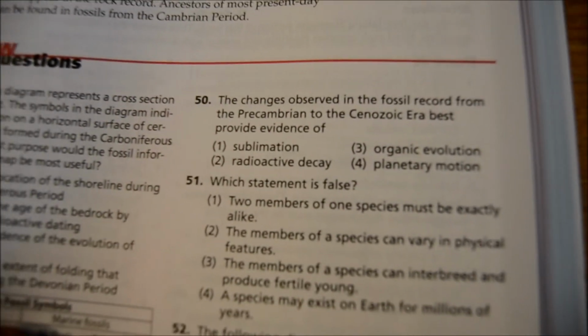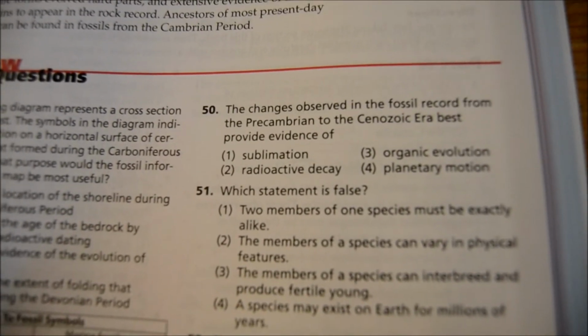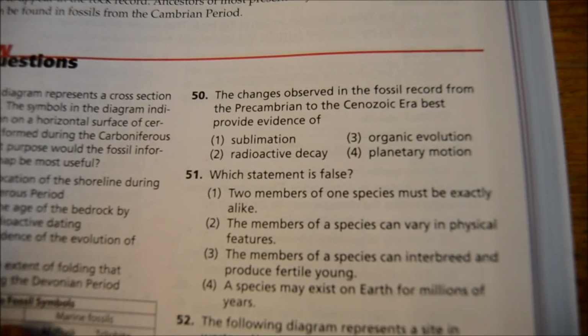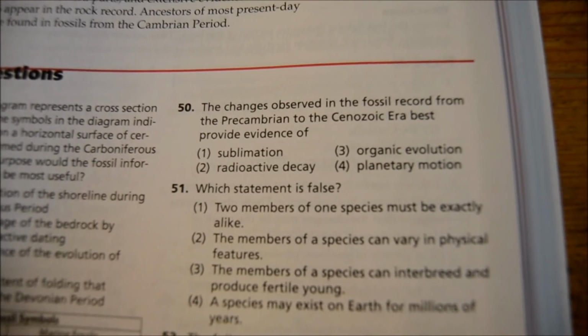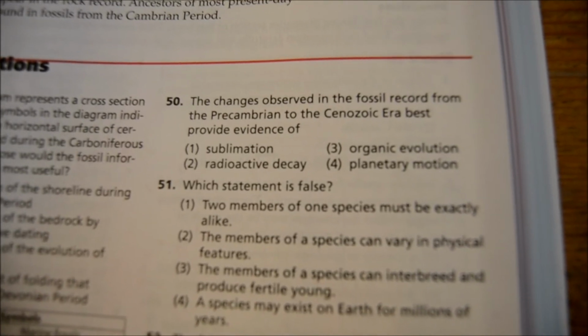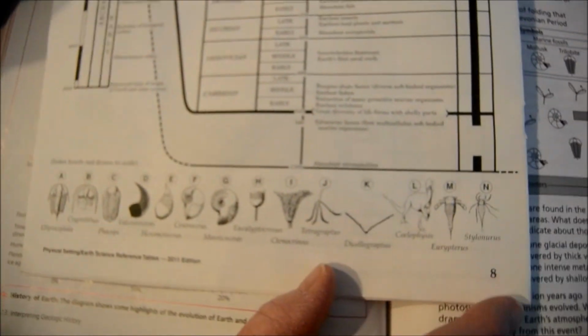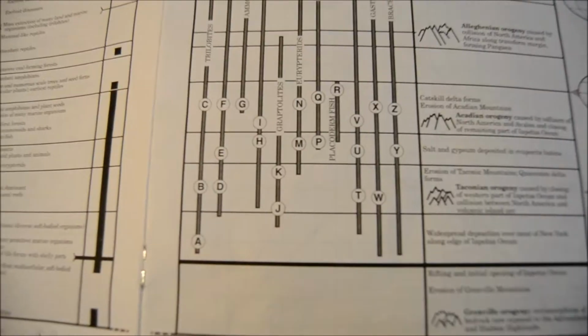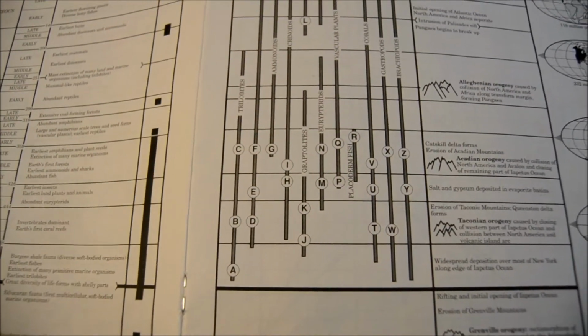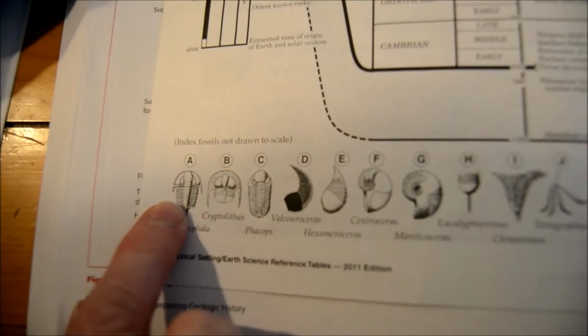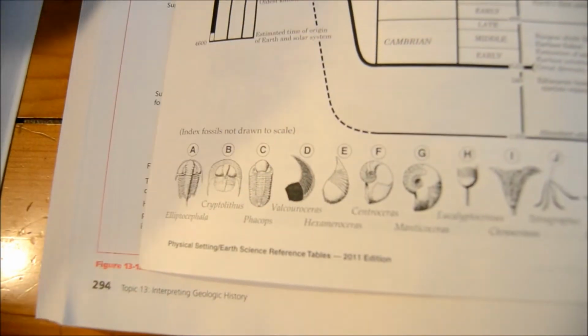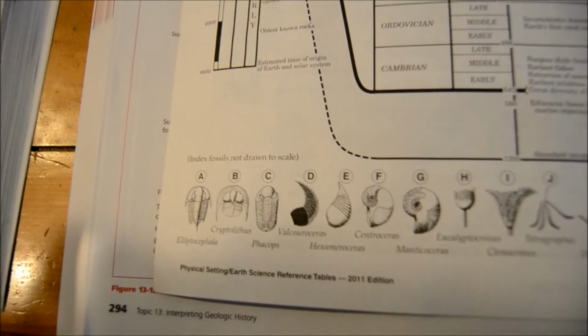Number 50. The changes observed in the fossil record from the Precambrian to the Cenozoic era best provide evidence of... You're looking at organic evolution. The whole idea, if I look here, remember these are my organisms that correspond to letters here. So if I'm looking at my A to my B to my C, over here my trilobites, it shows evolution. So we're going to go with organic evolution.